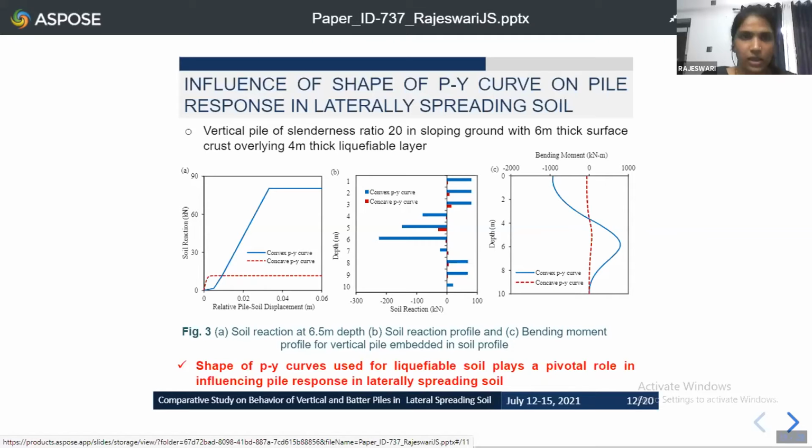And figure B shows a soil reaction profile for both convex and concave PY curves. From the figure, we can observe that for both the PY curves, the soil is mobilized to the ultimate resistance within the liquefied layer. And from figure C, we can observe that the bending moment, which is calculated using the convex PY curves, is several times higher than that obtained using the concave PY curves. So this confirms that the shape of the PY curves used for the liquefiable soil plays a pivotal role in influencing the pile response in laterally spreading soil. So hereafter, all the piles are analyzed using the convex PY curves.